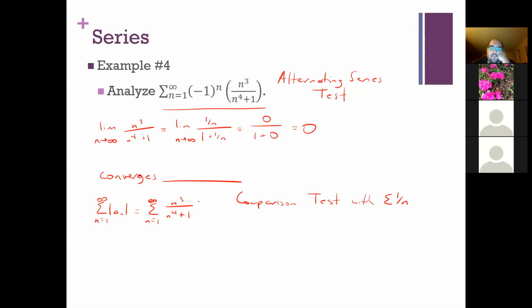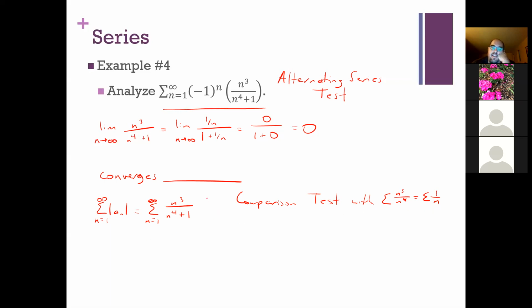So, in fact, we can kind of even build up to it. So let's say we built up to it. We can compare this with highest power in the numerator is n cubed. Highest power in the denominator is n to the fourth. So that series is going to be equivalent to this one, 1 over n.